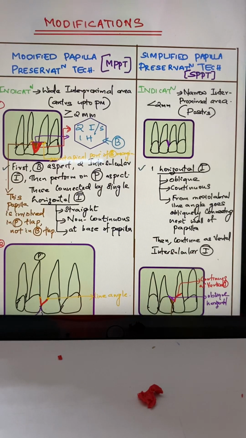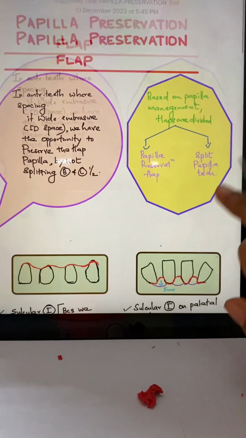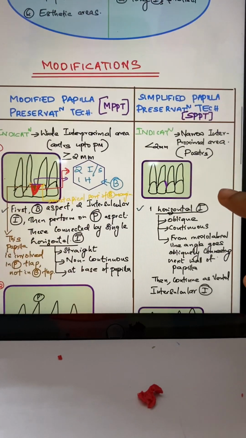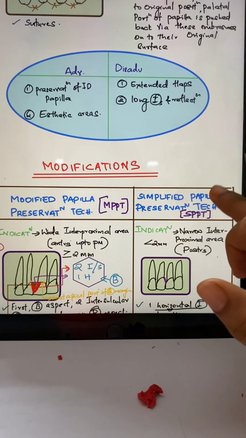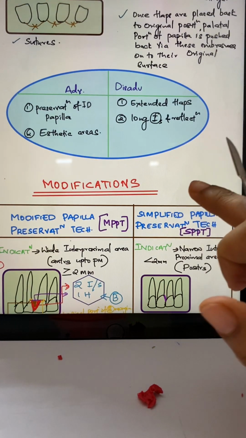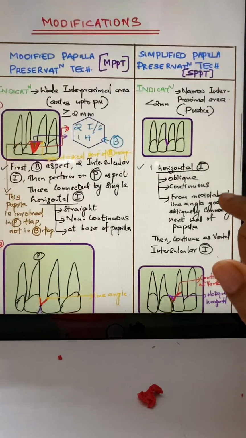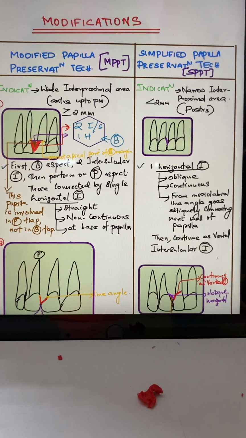Hi friends, today let's see the modifications of the papilla preservation flap. In the last video I explained in detail about the papilla preservation flap. In that I discussed the two disadvantages of the papilla preservation flap: because of the extended flap and the long incision, we don't do that much now. So we have given the modifications. One is the modified papilla preservation technique and the other is the simplified papilla preservation technique.